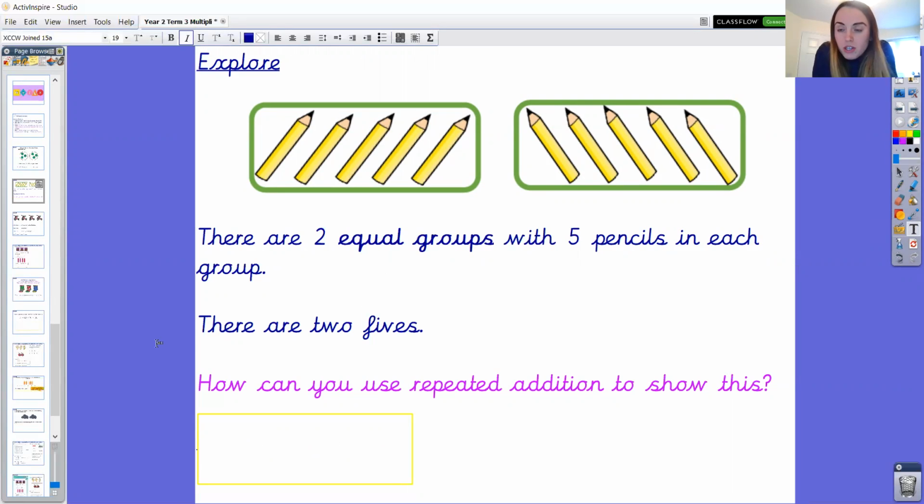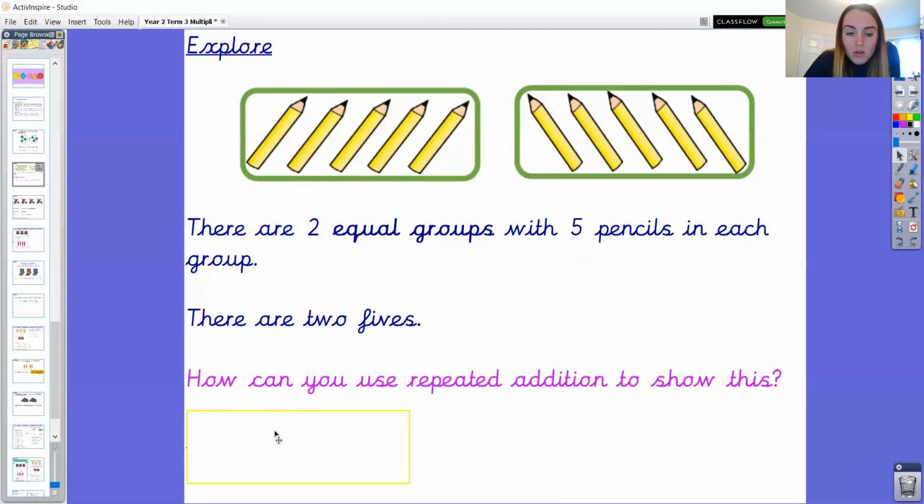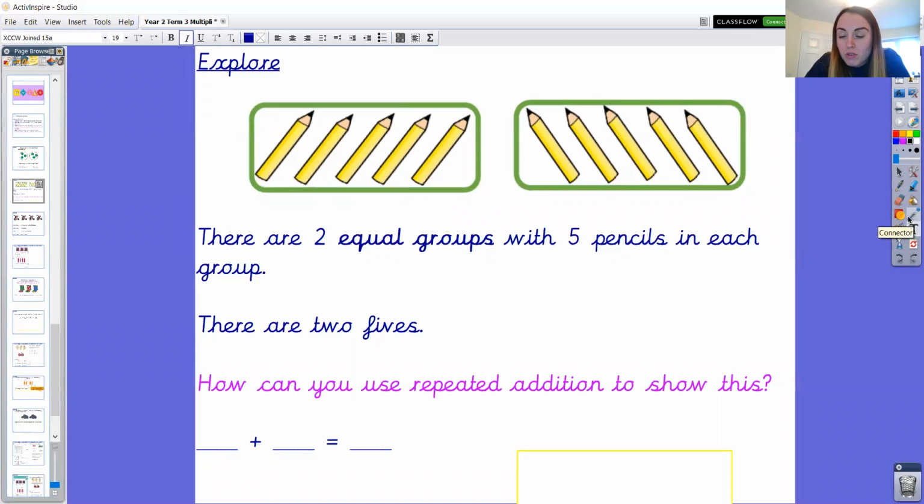Okay, so thinking about our new skill that we're focusing on today, how can you use repeated addition to show this? Please pause the video here and have a go at home. Well done, Year 2. So we can use repeated addition by adding together the amount shown in each equal group. So as our last STEM sentence described, there are 2 5s. So I can see there are 2 lots of 5.